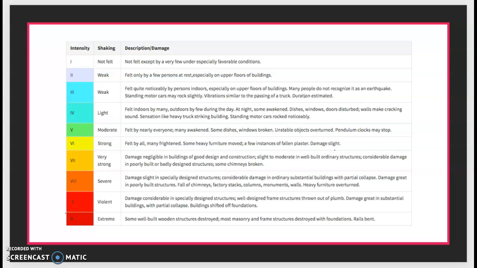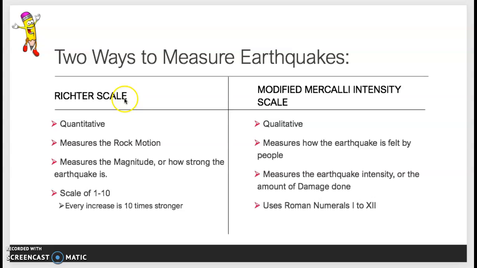What I would like for you to do in your notebooks is to create a T-chart, Richter scale on the left, modified Mercalli on the right. The big differences are Richter scale is quantitative, it's measurable, it uses numbers. Modified Mercalli is more qualitative, and it's looking at more of an opinion. The Richter scale measures rock motion, whereas Mercalli measures how the earthquake feels by people.